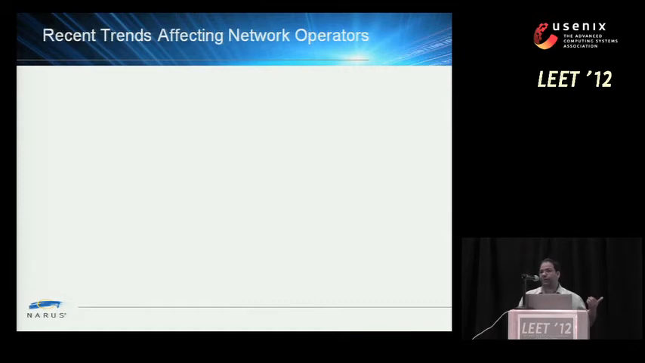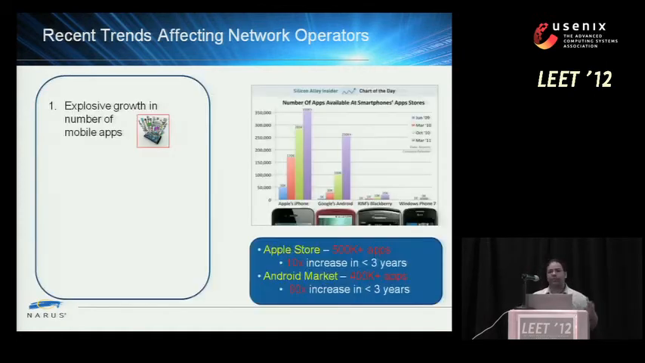So this problem becomes even worse when we think about the mobile networks. If you think about the recent trends that affect network operators, there has been an explosive growth in the number of mobile applications in recent years, both on the Apple Store and in the Android market. We can see the number of apps that have grown. But there is nothing that helps the network operators identify these applications.